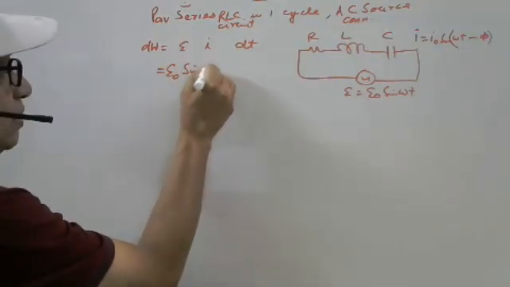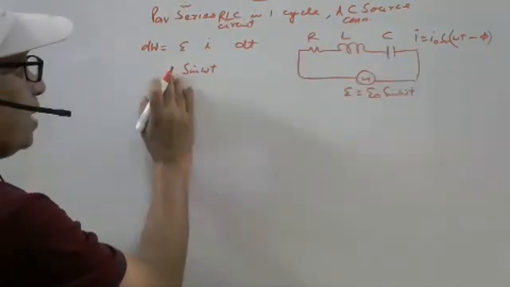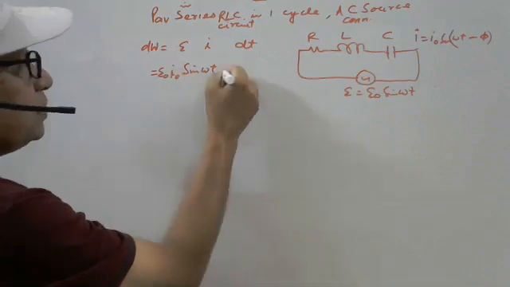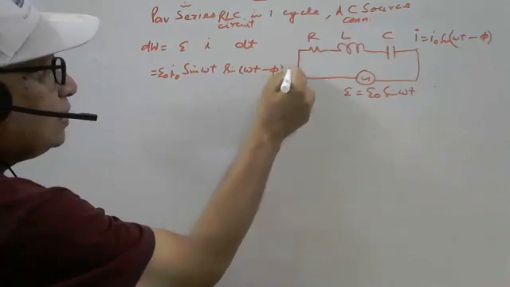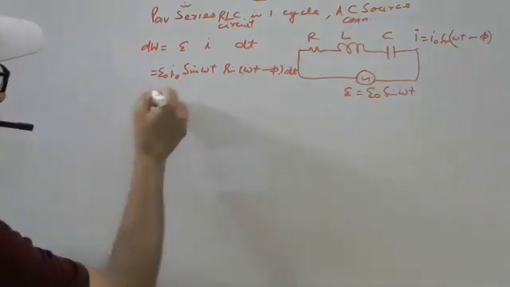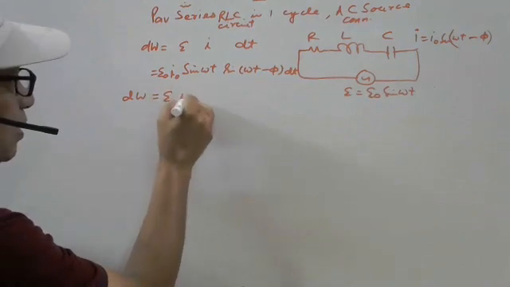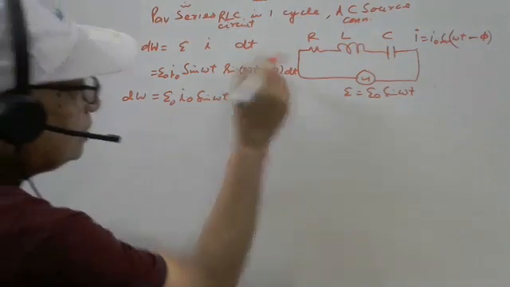So putting the value of E and I: E means E naught sin omega t, and what is I? I naught sin omega t minus phi, dt. So this is the work done expression: E naught I naught sin omega t, and we know this formula here.